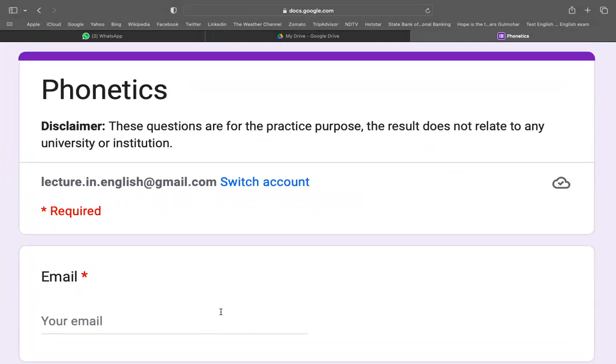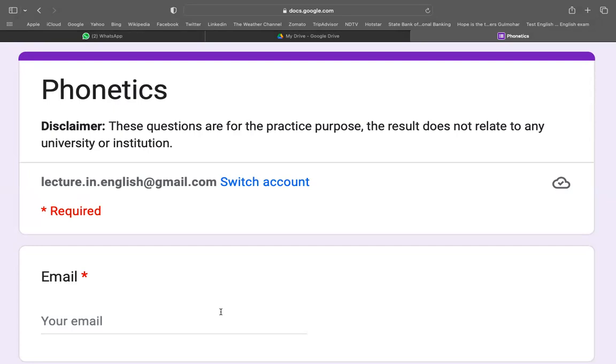I'm Shubhabrata Nayak, and I have sent you one of the phonetics Google form links. I believe most of the students have done it, and it's my job also. At the end of the day, I would like to discuss those questions and tell you what the answers are to the questions which I have given in this particular link.